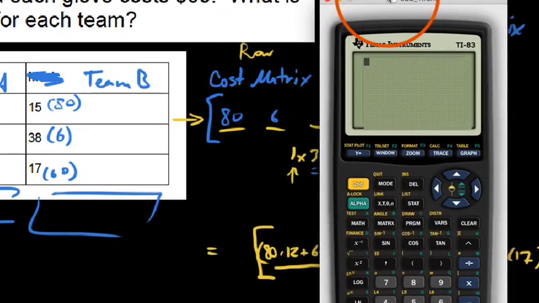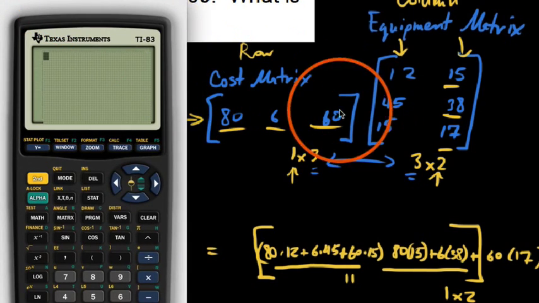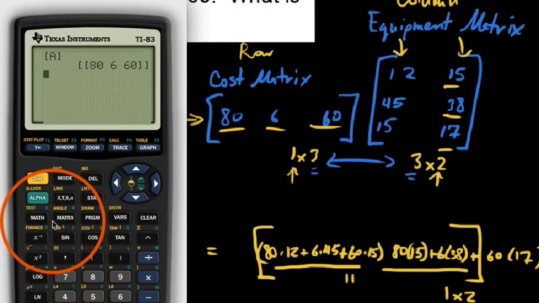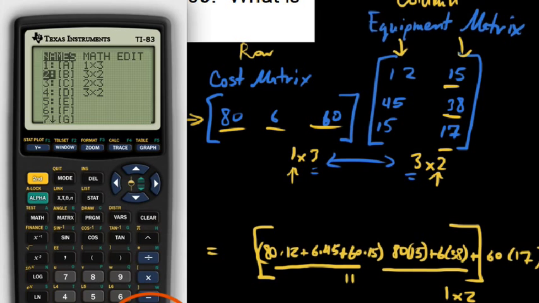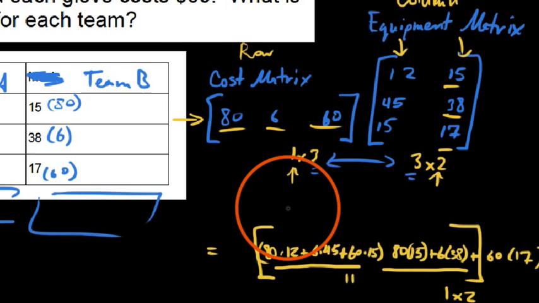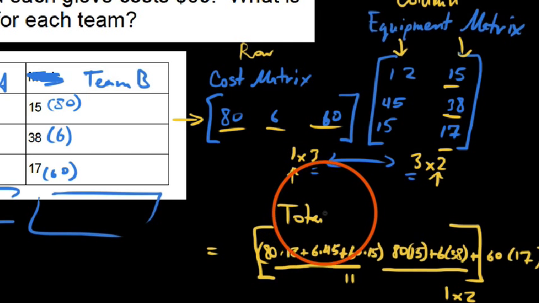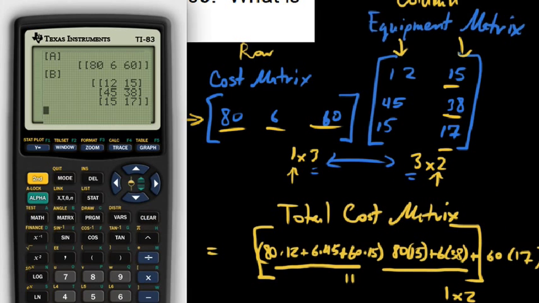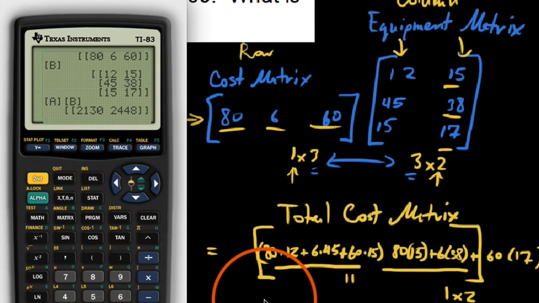What I did was I took the liberty of typing this matrix multiplication problem into my matrix menu. My 1 by 3 here is this, I'll pull it out and show you: 80, 6, and 60. And then my other matrix, which was that 3 by 2, is this one right here, our equipment need matrix. And then what we should get is a new matrix that represents the total cost. We're going to call it the total cost matrix. So just to check these values, let's take matrix A in this order times matrix B. Remember, it's not commutative. We'll hit enter, and so we get 2130 and 2448.